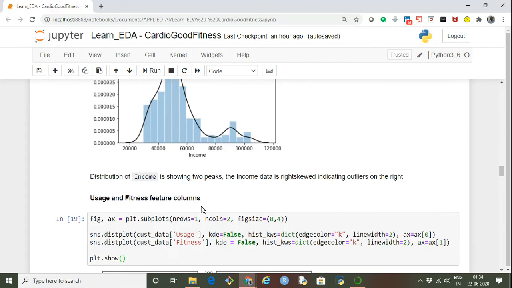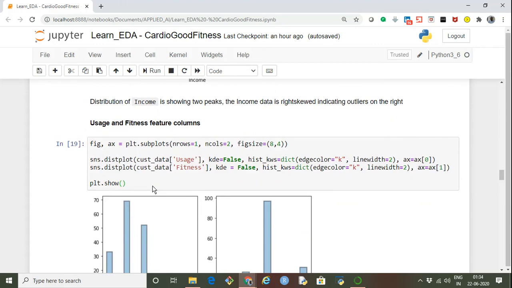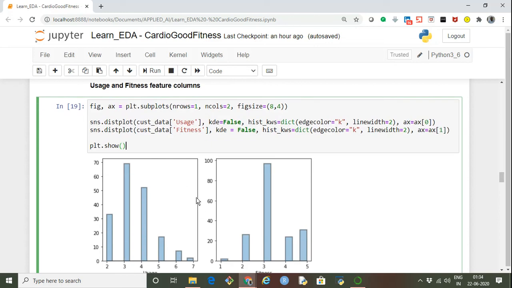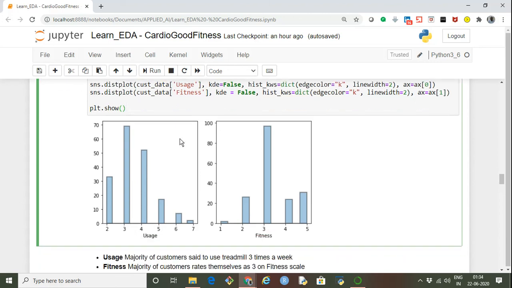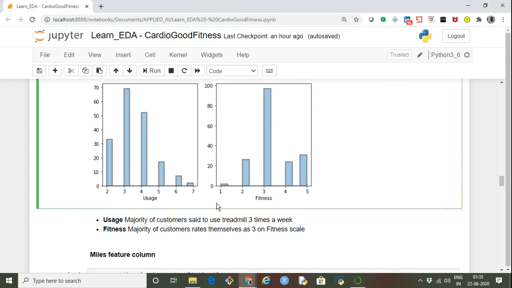Okay, now let's do it for another two columns, usage and the fitness. So I'm just plotting two plots in one row and two columns using plt.subplots, specifying the number of rows one and columns two. So if you see for usage we see 3 is the highest frequency, and similarly for fitness 3 is the highest frequency. So the observation is that the majority of the customers said that they want to use the treadmill 3 times a week, and the majority of the customers rated themselves 3 on the fitness scale.